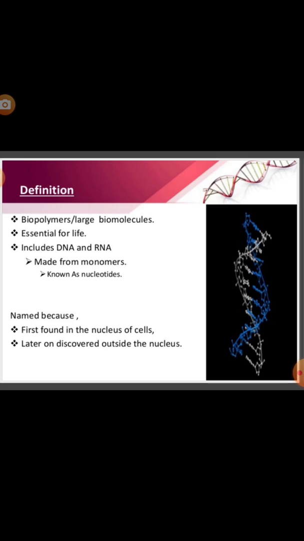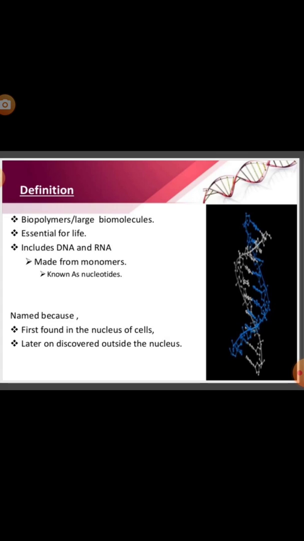Nucleic acids are essential for life. As we all know, these are the hereditary material that gets inherited from parents to the offspring. So nucleic acids are very essential for the continuity of life. These include DNA and RNA. The full form of DNA is deoxyribonucleic acid and of RNA is ribonucleic acid.